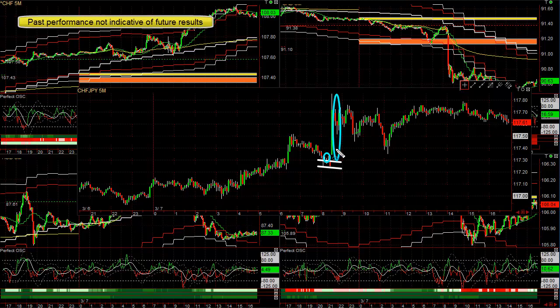Some days less than that. Obviously, some days you have to grind out a bunch of 5 to 10 pip wins. But there's days where, like yesterday, the euro just keeps going up and up. So you just hang on for those big 30 to 50 pip wins.